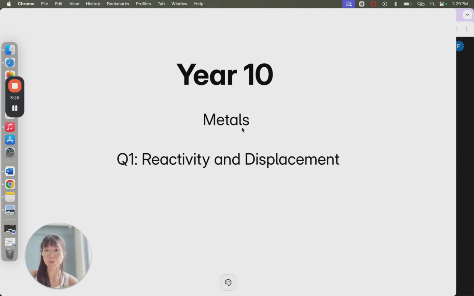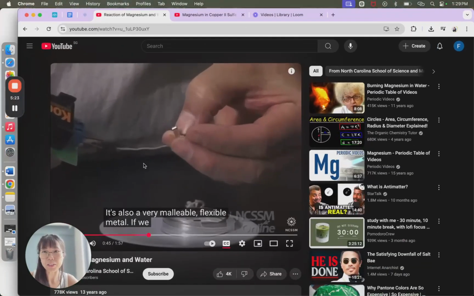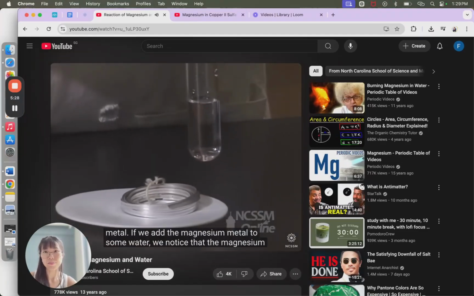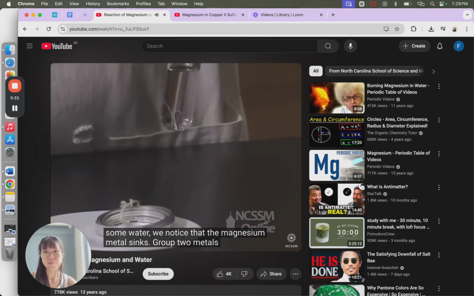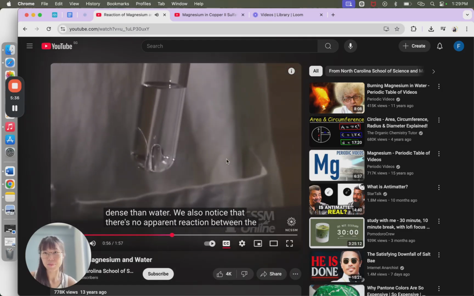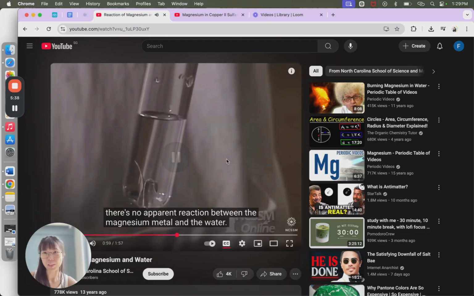If I could pause this for a while and bring you to this video, take a look at what happened. Add the magnesium metal to some water. We notice that the magnesium metal sinks. Group 2 metals are more dense than water. We also notice that there's no apparent reaction between the magnesium metal and the water. So it would not be immediate, but there will be some reaction. Of course, this reaction will be really, really slow, as compared to if you put a piece of potassium or sodium in water, which I believe you would have seen in school. You will notice the difference in the reaction speed, right?